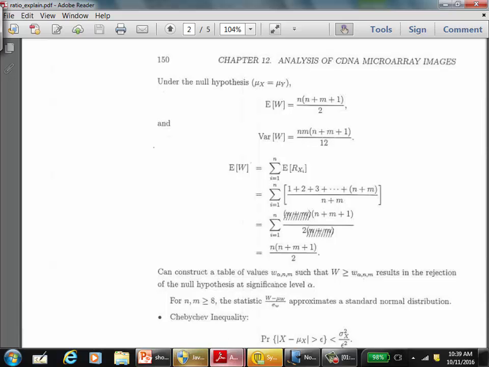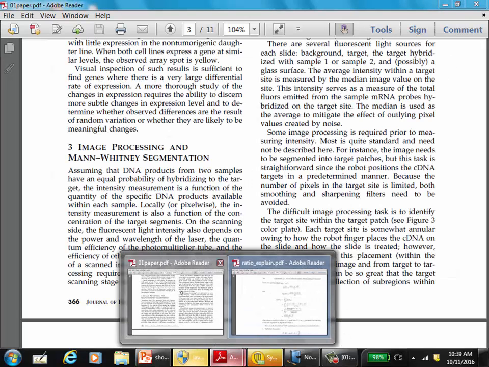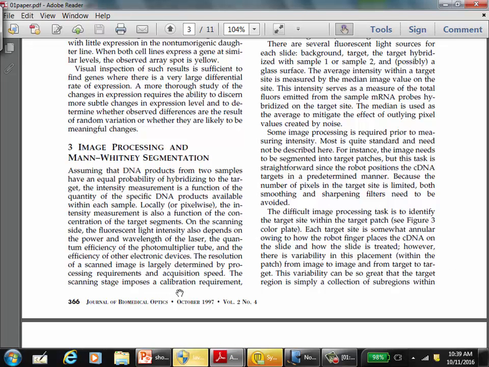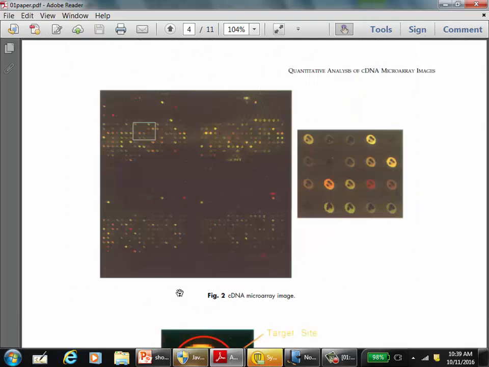Okay, so let's go back to the paper. There is quite a bit of stuff written here in section 3, but let's get to this location. All the other stuff is standard. Whatever discussion is here, you can follow that. It says that the difficult image processing task, starting here, is to identify the target site within the target patch. And I showed you in the figure, see figure 3, color plate. Let's look at that figure again.